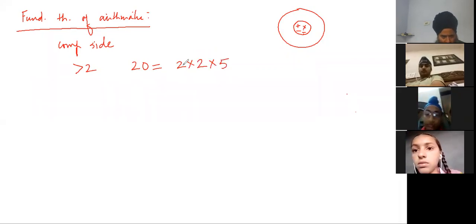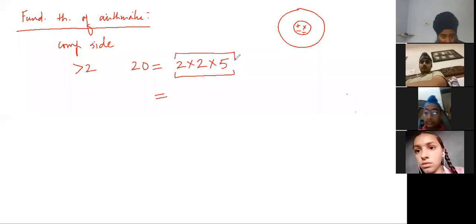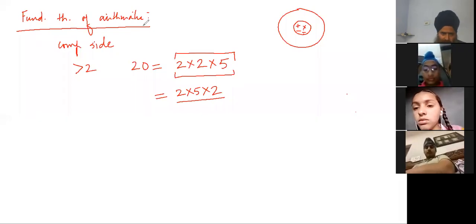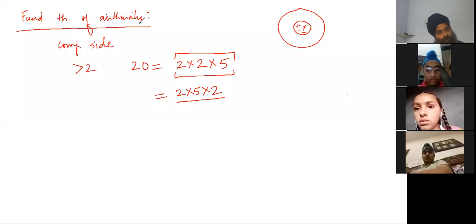You see, they are unique, they are prime numbers, 2, 2, 5, right? And this is unique. The fundamental theorem of arithmetic says this is unique, except for the fact that its order can vary. Order can vary means 2 into 5 into 2, you can write this also, right? Now, this fundamental theorem of arithmetic is a beautiful theorem, though it looks very simple. Simple things in life sometimes really puzzle you.